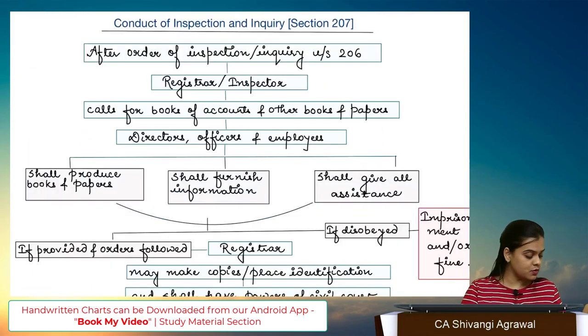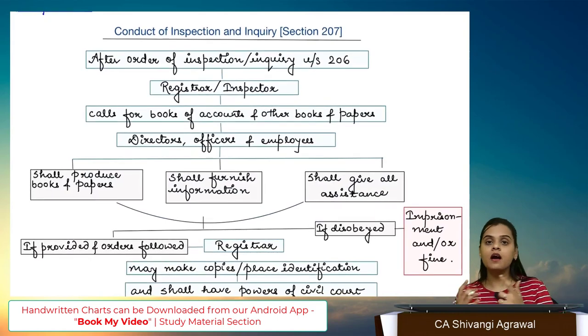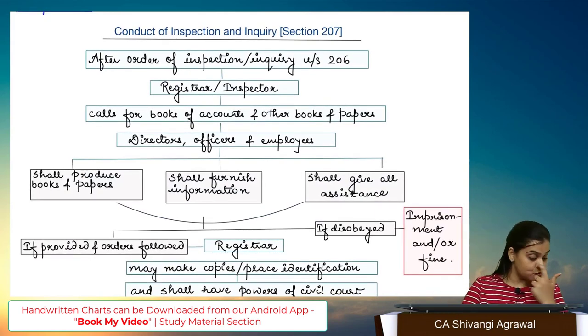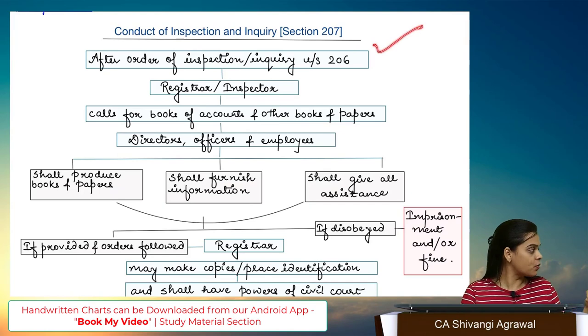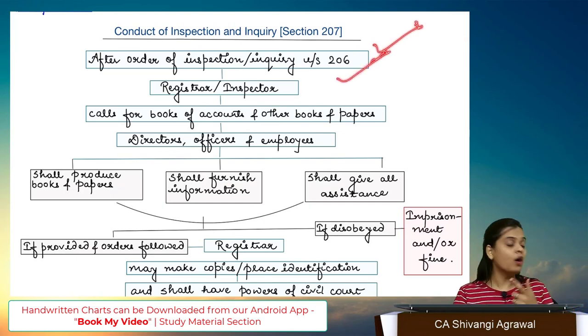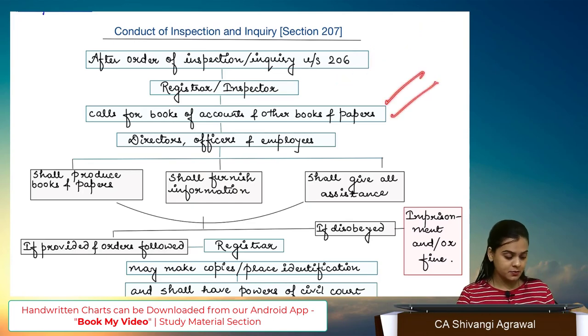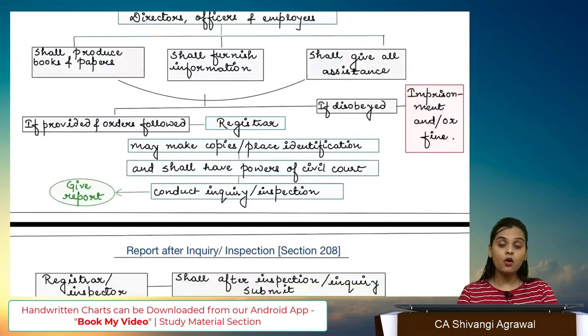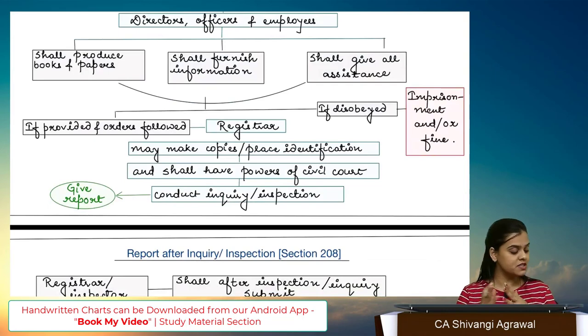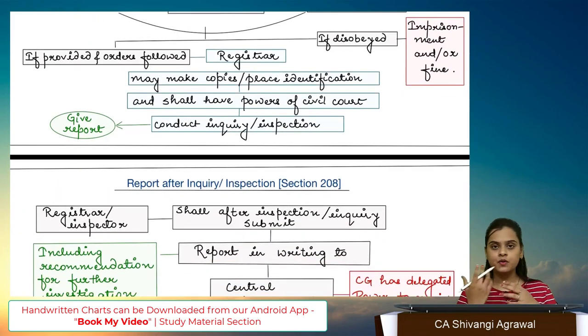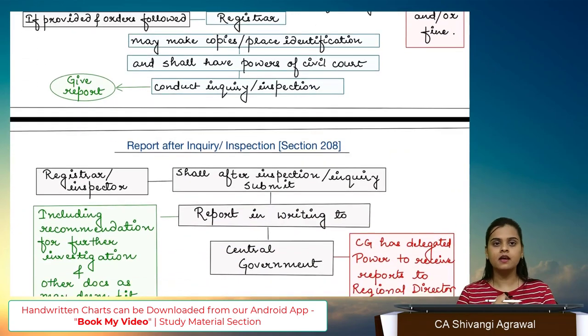How they carry out inquiry or inspection as given under section 207. After the order of inspection or inquiry is passed, the registrar or inspector calls for books of accounts and other papers, and it is the duty of the officers and employees, past and present, to produce books and papers, furnish information and give all assistance. If they don't, imprisonment and/or fine; if they do, then the registrar is going to conduct the inspection or inquiry.